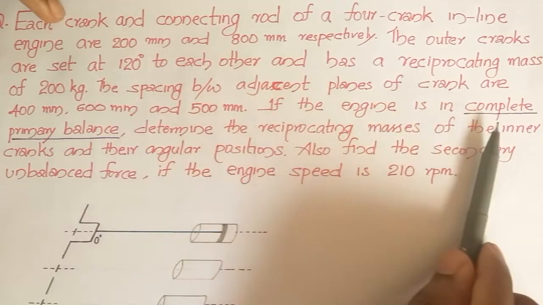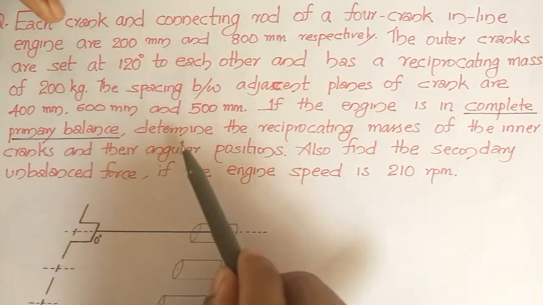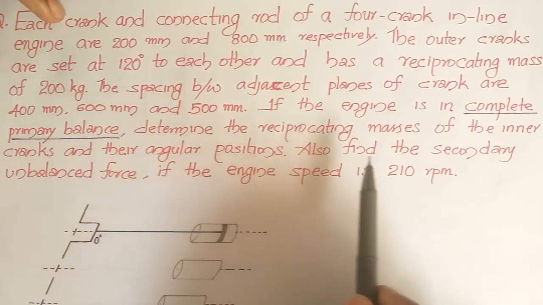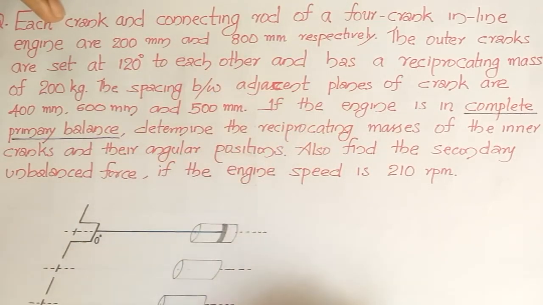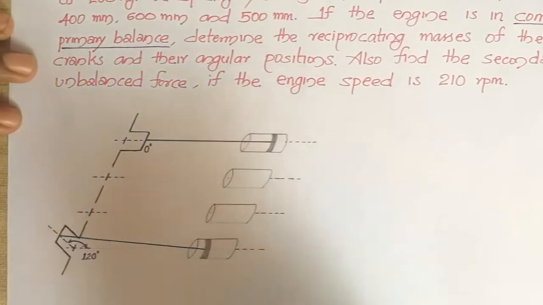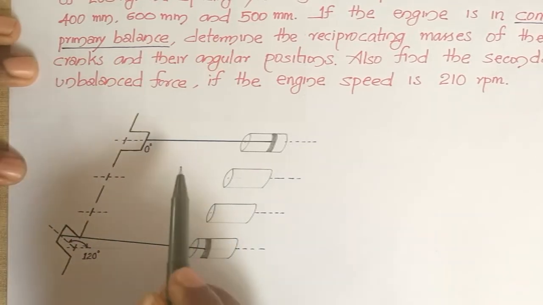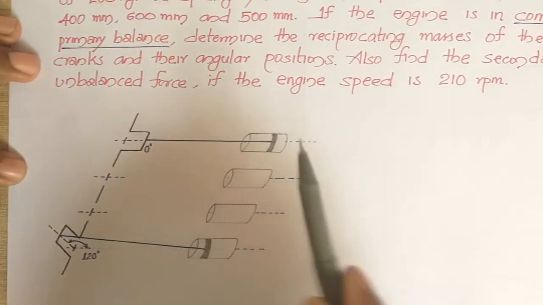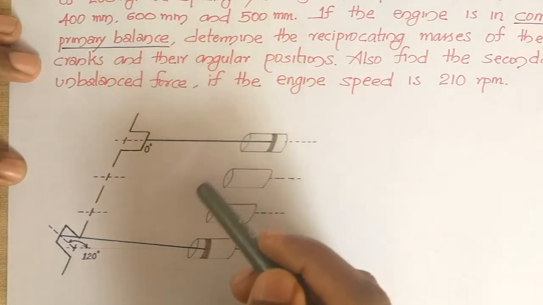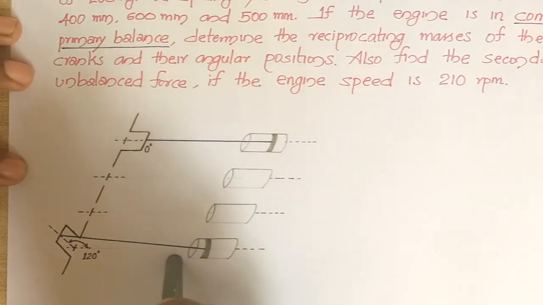If the engine is in complete primary balance, determine the reciprocating masses of the inner cranks and their angular positions, and also find the secondary unbalanced force if the engine speed is also given. So based on this, first we will be drawing the diagram. This is an inline 4-cylinder engine, that means all 4 cylinders are on the same side of the engine. So it is an inline 4-cylinder engine.